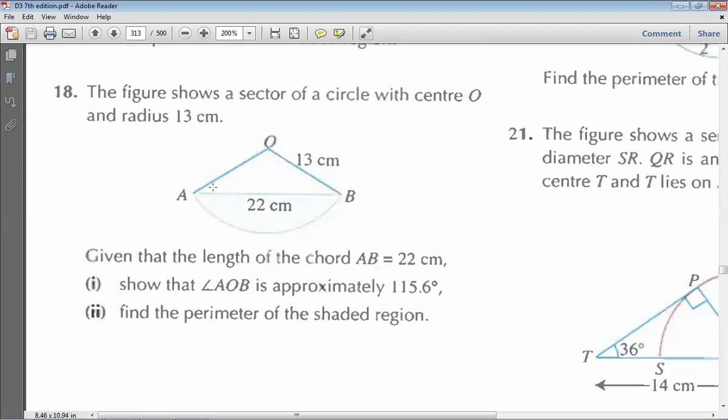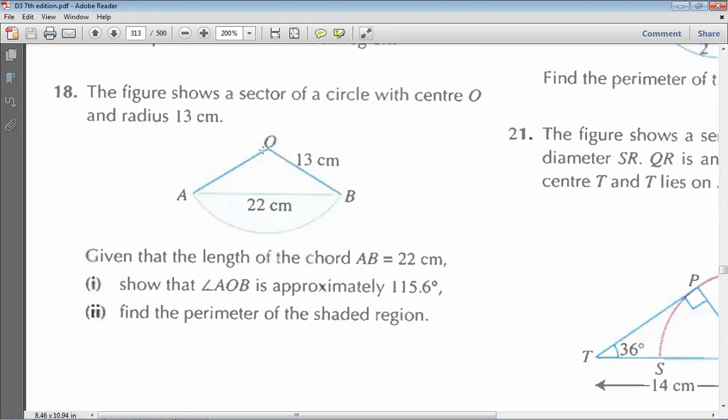And the second question is find the perimeter of the shaded region. This is the shaded region. So I want to find out the perimeter. The perimeter is this arc and this straight line, which is the chord, and we already know the length of this chord. Because this is radius, that's 13 centimeter. This is also radius, which is 13 centimeter. So it's kind of an isosceles triangle. This side is 22 centimeter.